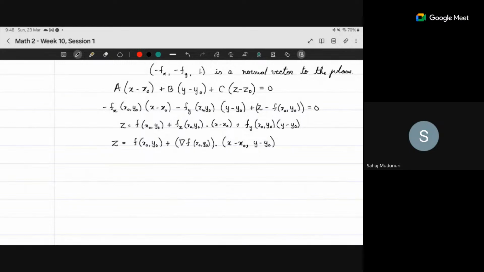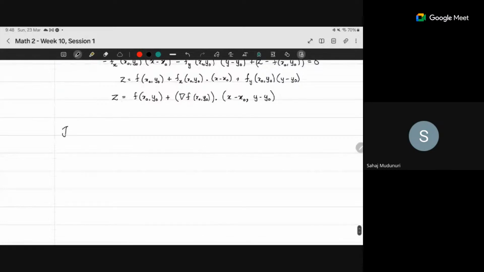Sir, so essentially the last equation is the tangent plane passing through a certain point on the surface? Yes, that's it. Yes.